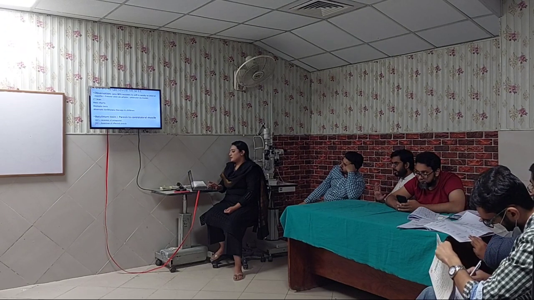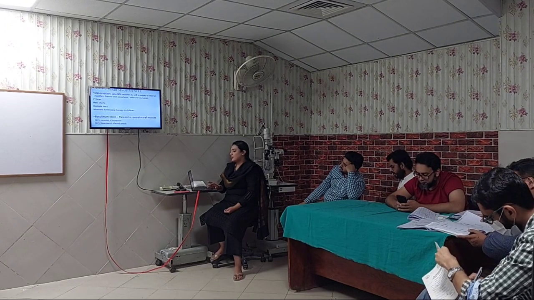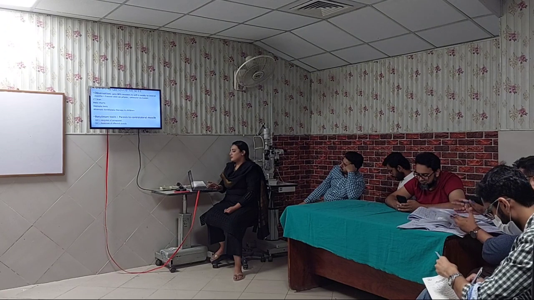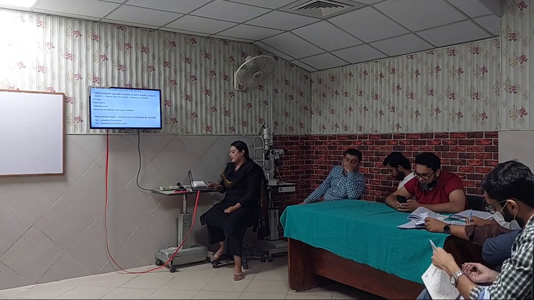Botulinum toxin is also a good choice for paresis of contralateral muscle, which will help in relieving the diplopia. In paresis of muscle, the force reduction test is positive. Then we do recession of the antagonist muscle, and if the force generation test is positive, then we resect the affected muscle.